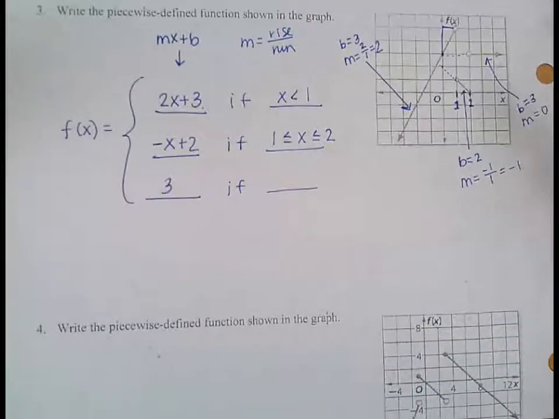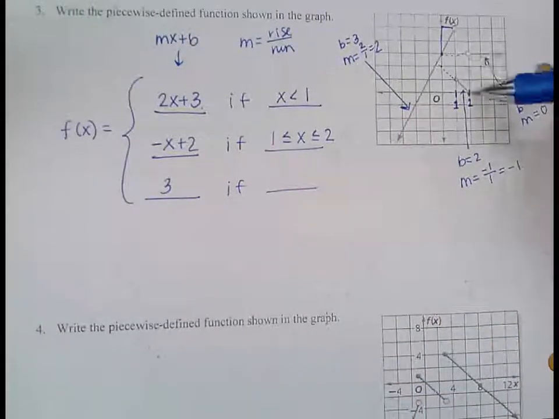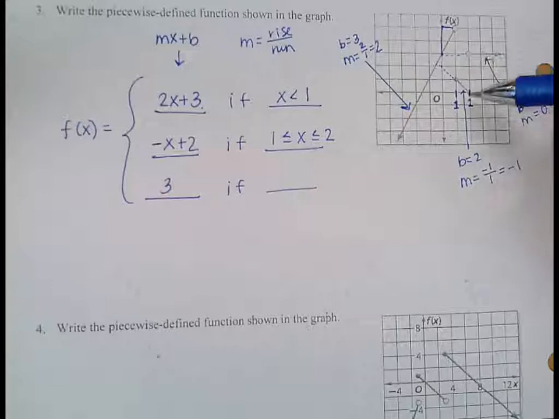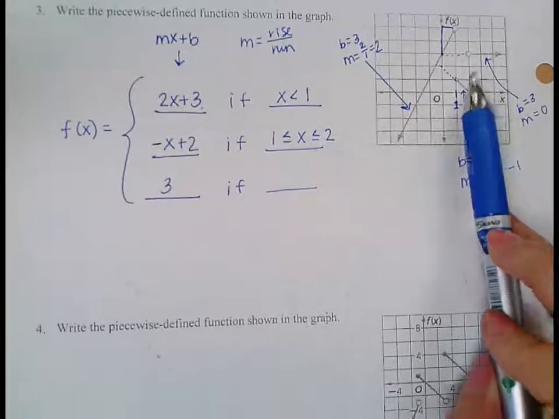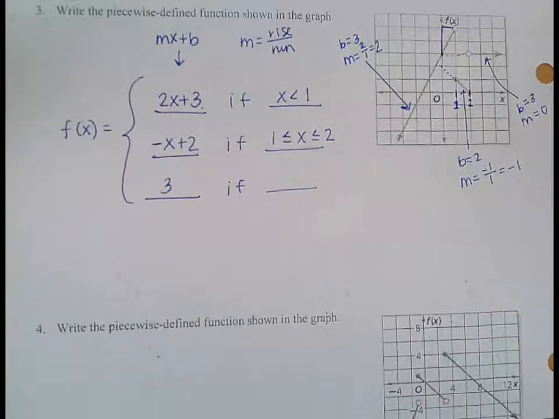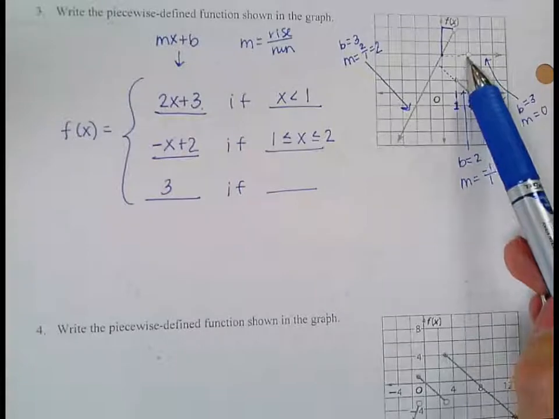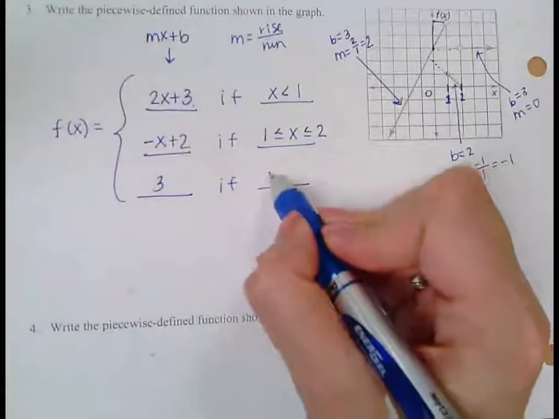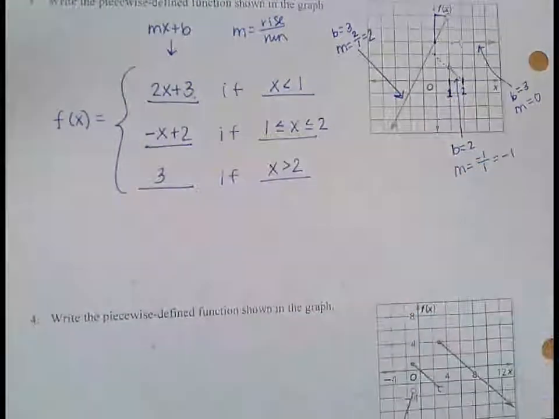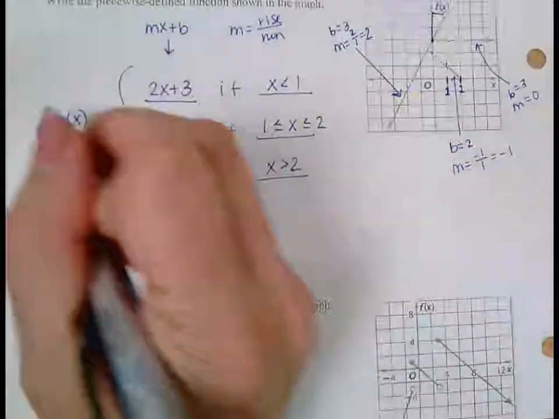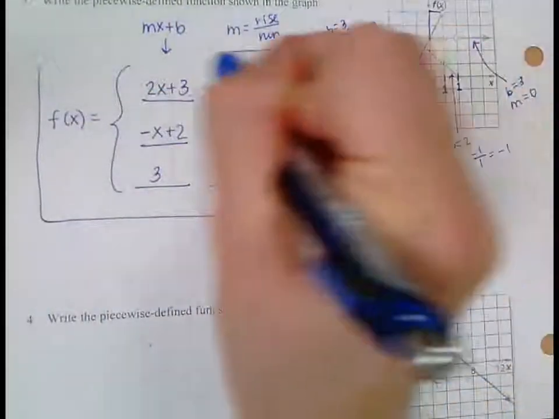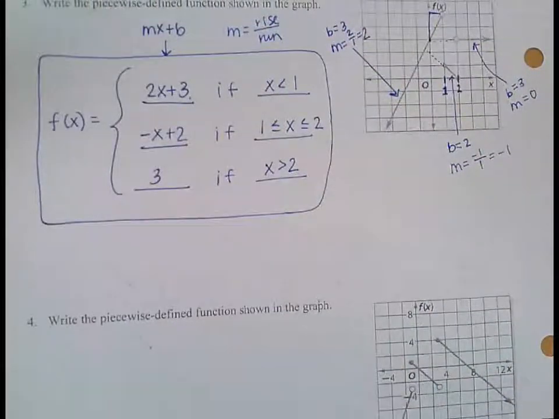And now the 2 is for the endpoint. So the endpoint is at the x value 2. It's everything to the right of 2, which is greater than 2. And because it's an open circle, it's strictly greater. So x is greater than 2. And that function, that is your answer for that type of question.